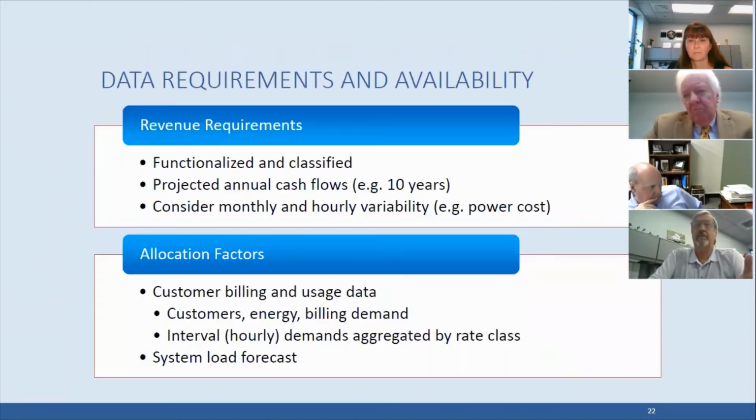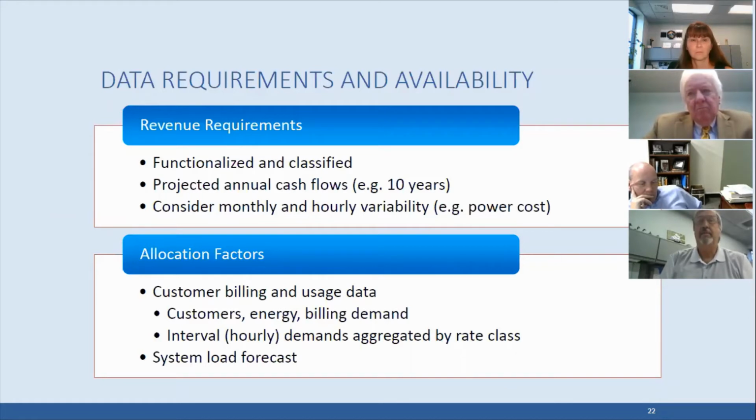So what do we have next? Data requirements and availability. Again, the revenue requirements, we have good data on that. We could drill down a little bit and look at those power costs that do vary by hour, if we were to use that kind of information to help design a time of use rate.